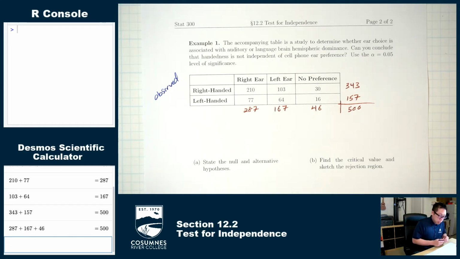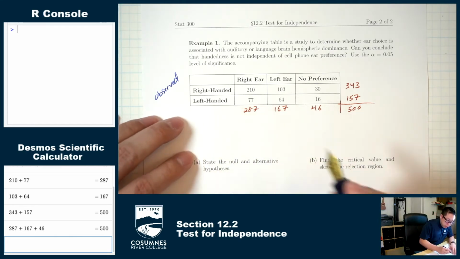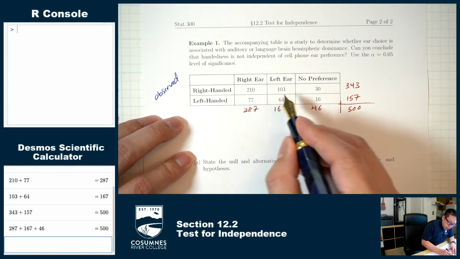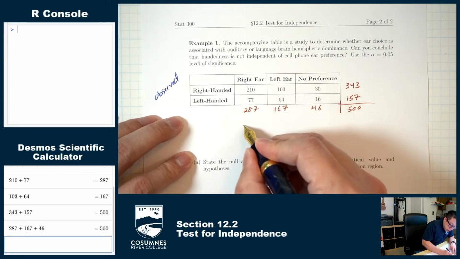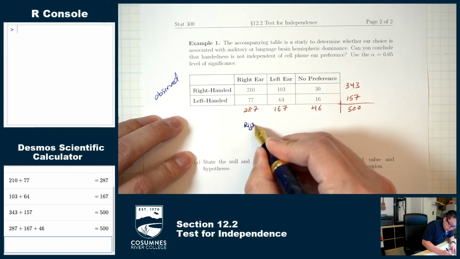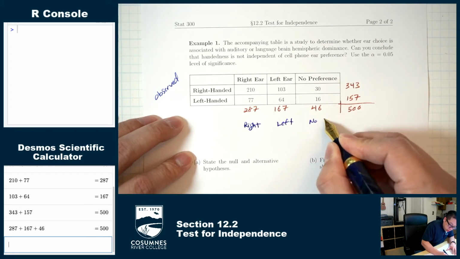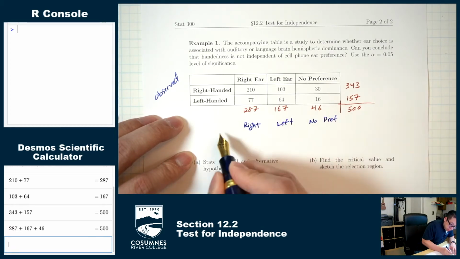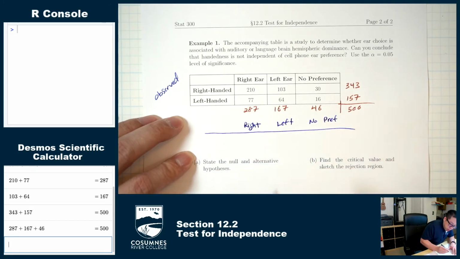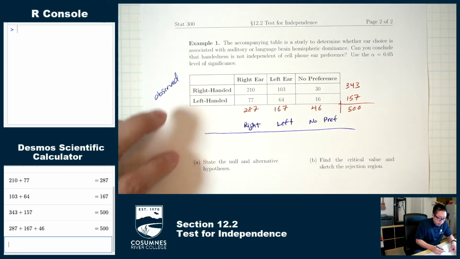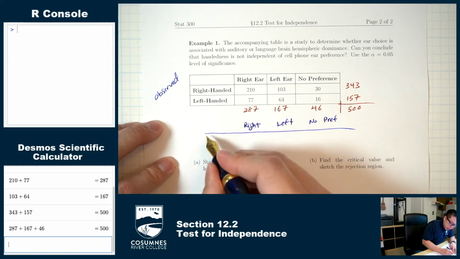Okay, and now I need to recreate this table. So I have a right ear, left ear, no preference. I'm just going to write right, left, no preference. And then I have right-handed, left-handed, which I'm also going to write just right and left.